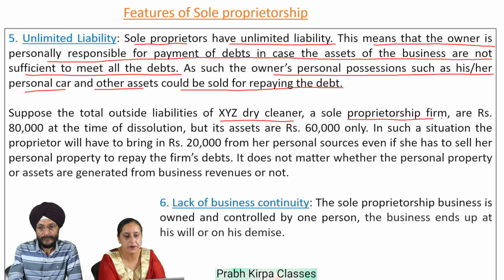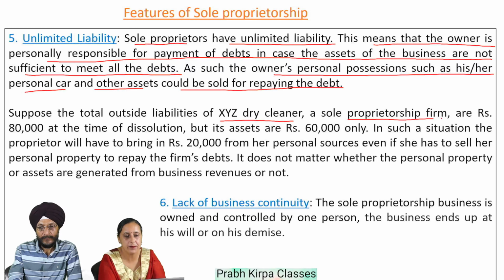In such a situation, the proprietor will have to bring in rupees 20,000 from her personal sources, even if she has to sell her personal property to repay the firm's debts. It does not matter whether the personal property or assets are generated from business revenues or not. 6. Lack of business continuity. The sole proprietorship business is owned and controlled by one person. The business ends up at his will or on his demand.